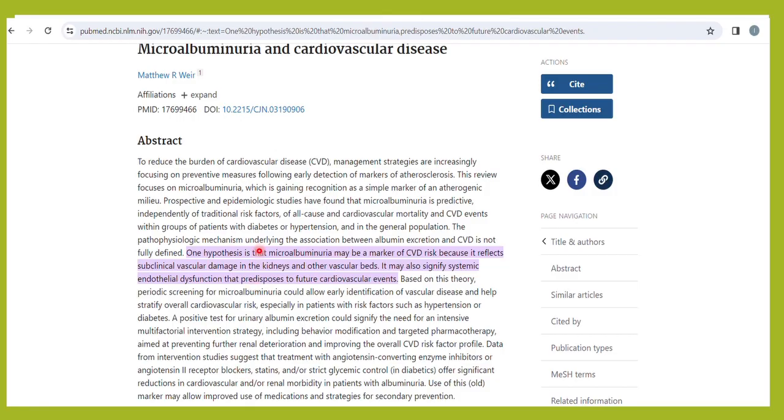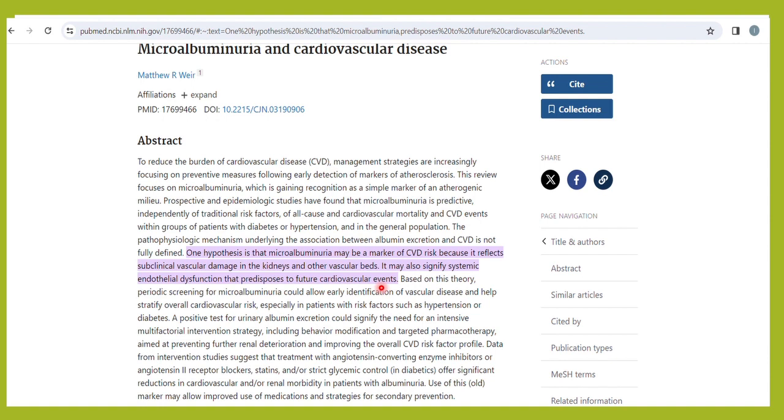So this is an article wherein they have told the correlation between microalbuminuria and cardiovascular disease. So अगर microalbuminuria होता है, this may be a marker of chronic vascular disease risk because it reflects the subclinical vascular damage in the kidney and other vascular beds. It may also signify systemic endothelial dysfunction that predisposes to future cardiovascular events.